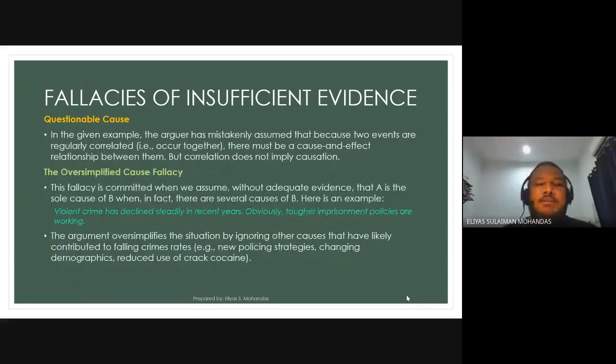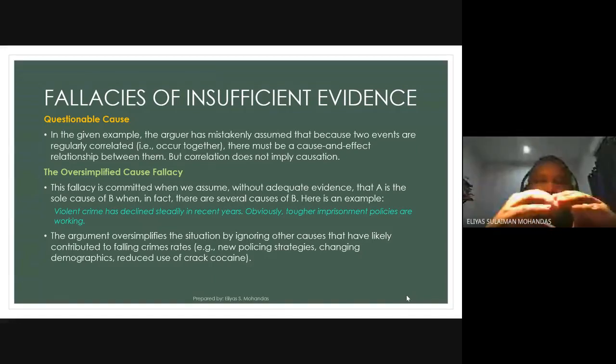Now, in the given example, I've explained this. The last one is the oversimplified cause fallacy. The fallacy is committed when we assume without adequate evidence that A is the sole cause of B, when in fact there are several causes of B. For example, violent crime has declined steadily in recent years. Obviously, tougher imprisonment policies are working.